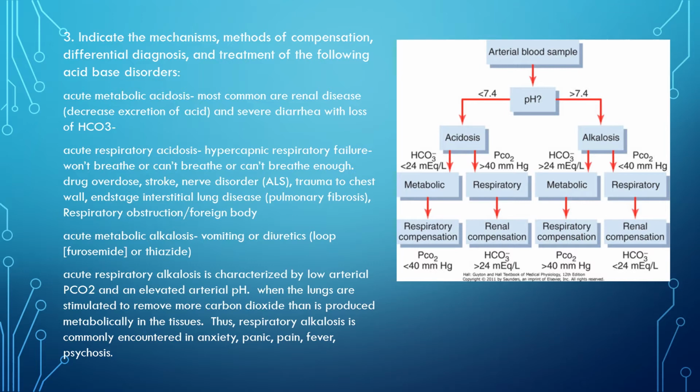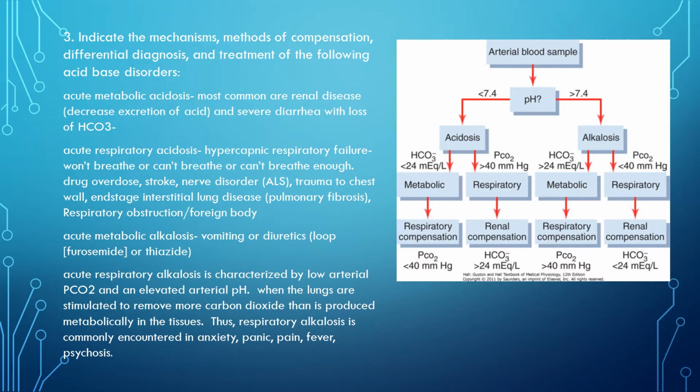Acute respiratory acidosis is an acidotic state due to high CO2. The patient is not breathing enough due to drug overdose, stroke, a nervous disorder such as ALS, trauma to the chest wall, or end-stage interstitial lung disease due to pulmonary fibrosis. The pH is less than 7.4, the PCO2 is greater than 40, and the compensation is renal with increased retention of bicarbonate.